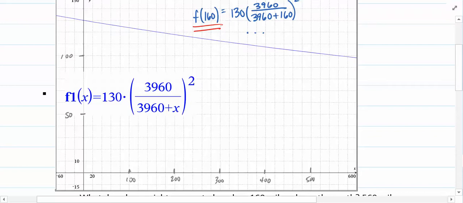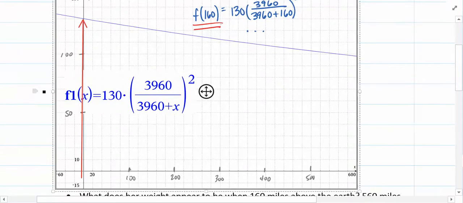Now our x value is the height above the Earth's surface, so we're now talking about height in miles. 20 miles, 40, 60, 80, and 100, 120, 140, 160. So this is where our height comes into play, 160 miles above the Earth, and the weight is shown here along the y-axis. 10 pounds, 20, 30, 40, 50 pounds, 60, 70, 80, 90, 100, and so on. So you can see when she is 0 miles above the Earth, she weighs 130 pounds. That's where the graph points to.